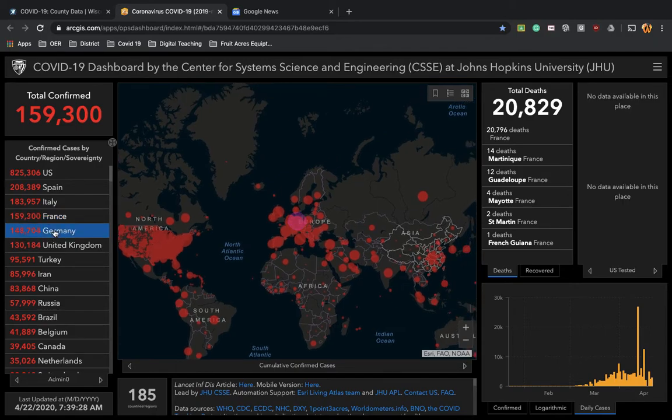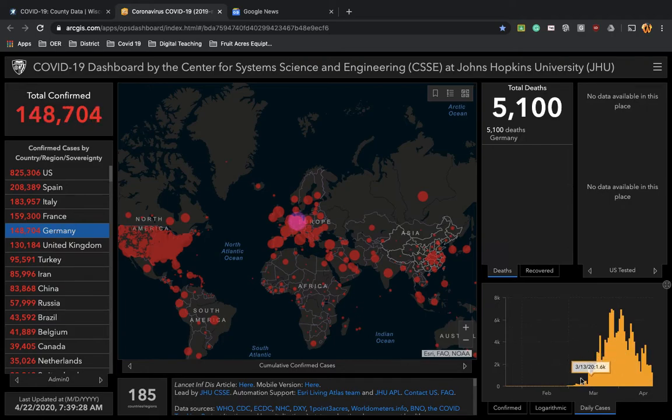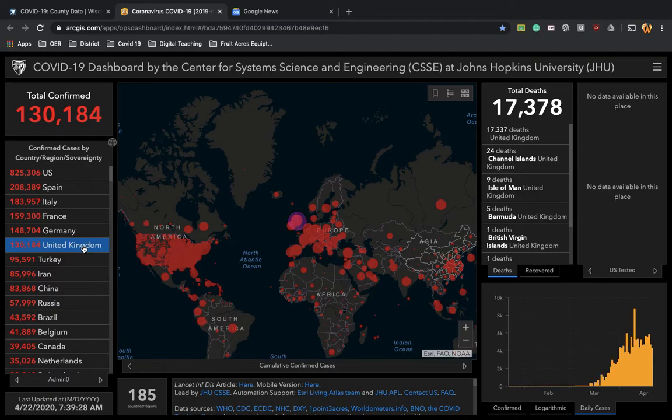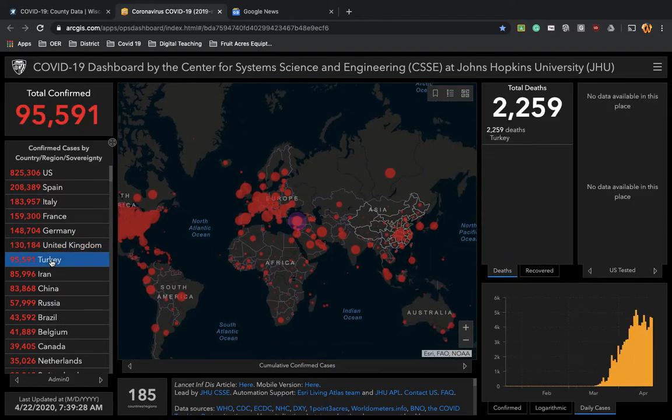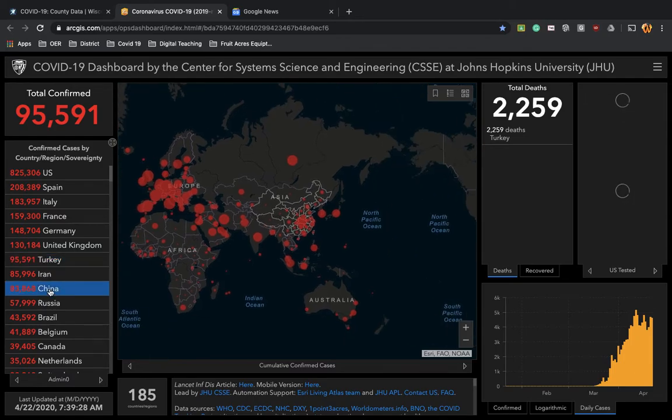Let's look at Germany. Germany has a graph much more like Italy, where you see a clear peak and then a steady decline. So it is possible that the social distancing efforts in Germany are working. As we go down this list, we'll see a variety of different graphs. Here's the United Kingdom, not quite clear whether they've reached their peak yet. Here's Turkey. Again, not quite clear.